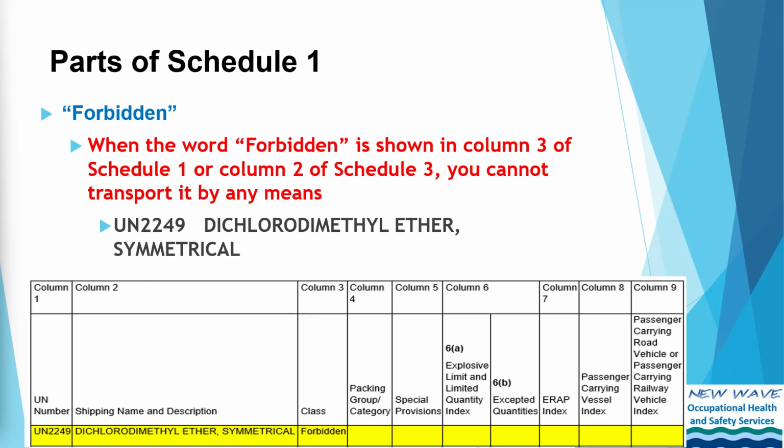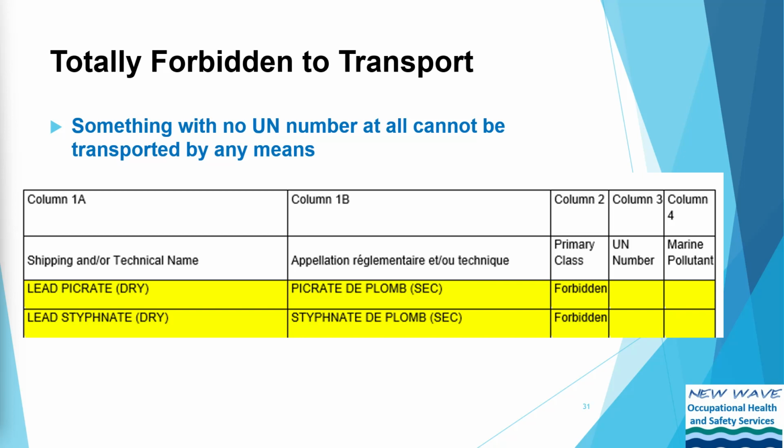Schedules 1 and 3 also often use the word forbidden at various places. When the word forbidden is shown in the third column of Schedule 1, or the second column of Schedule 2, you cannot transport it at all. For example, dichlorodimethyl ether cannot be transported by any means. As well, something with no UN number at all cannot be transported by any means.